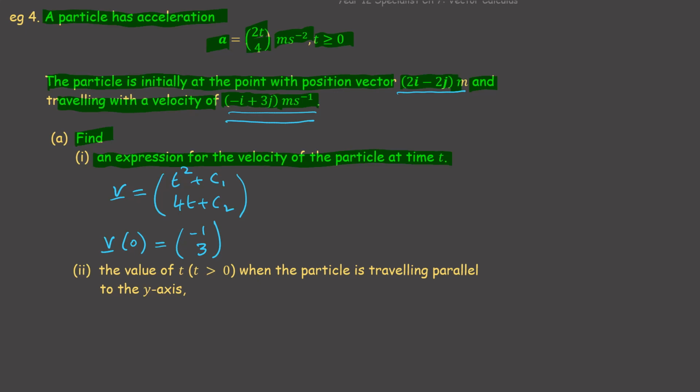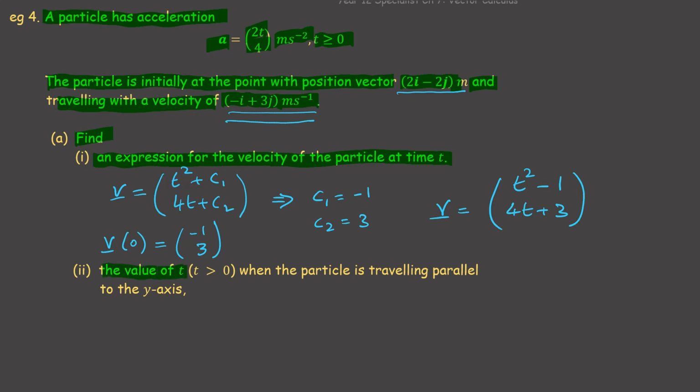Since t squared is 0 when t is 0 and so is 4t, it should be clear that c1 is negative 1 and c2 is equal to 3. And therefore the velocity is going to be t squared minus 1 and 4t plus 3.